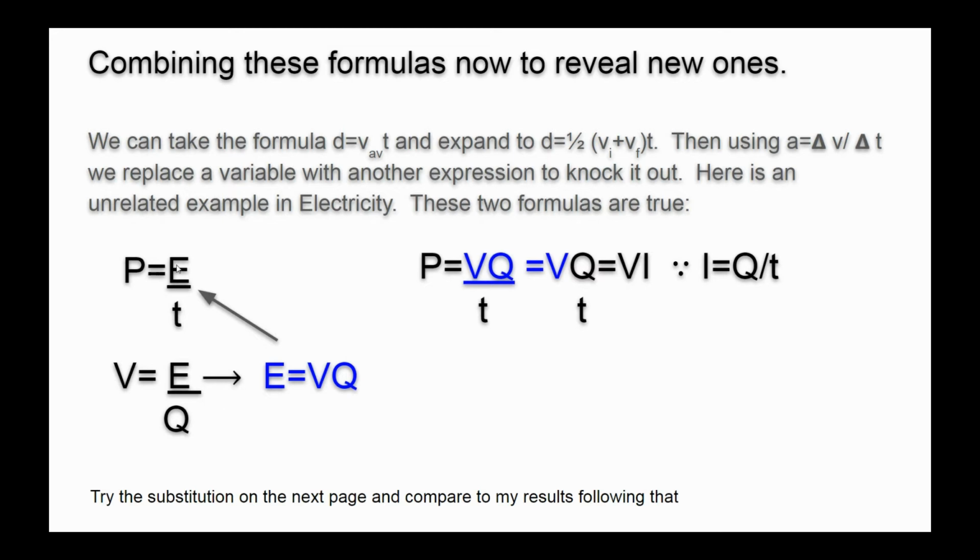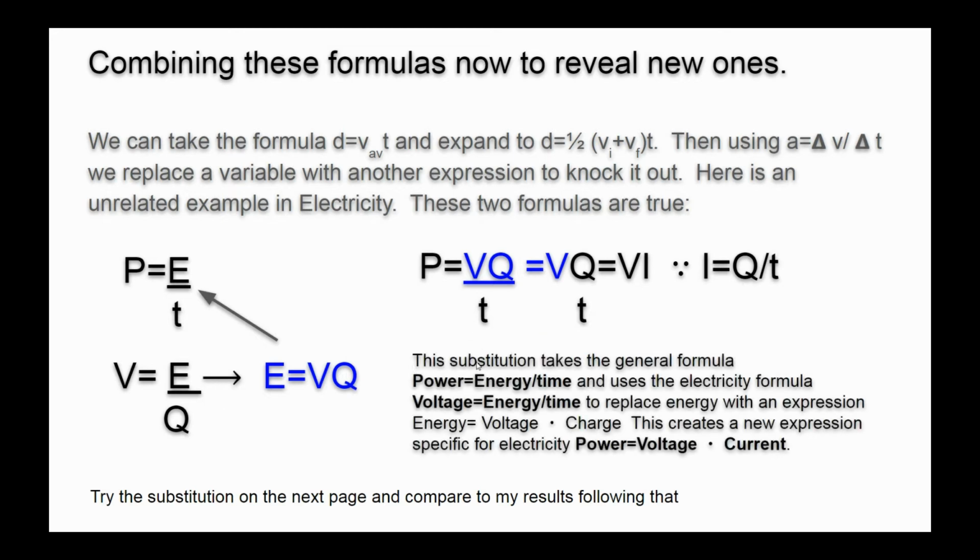And we get this. All of a sudden, instead of having a general purpose power formula, we now have a power formula specifically about electricity. With a slight more rearrangement, you may have learned that quantity over time in electricity is current, and that is V times I. And what this has done now is created a formula. Power equals voltage times current. Power equals VI.